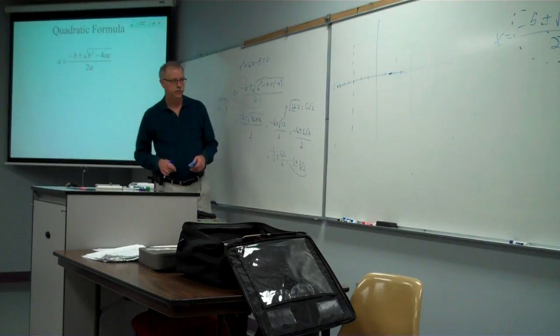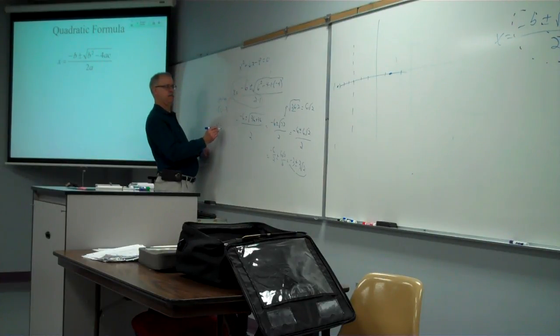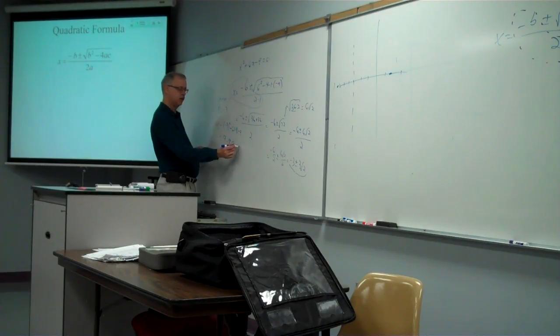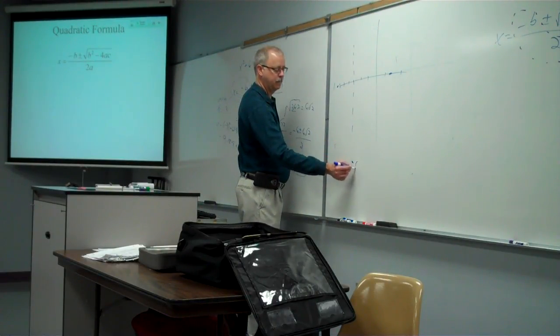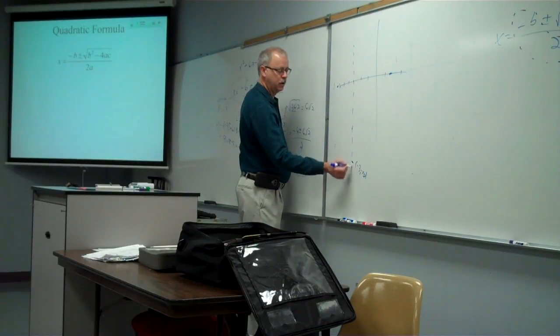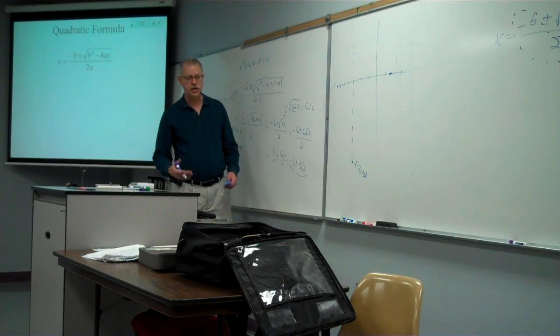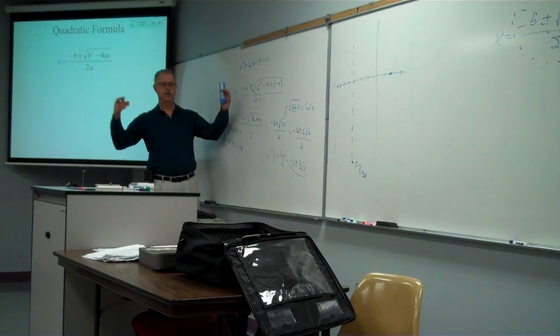And if we figured out the y-coordinate of the vertex, negative 3 squared plus 6 times negative 3 minus 9, we get minus 18. If we were careful, we'd have a pretty accurate sketch of our graph here, once we know where the vertex is and the two intercepts.